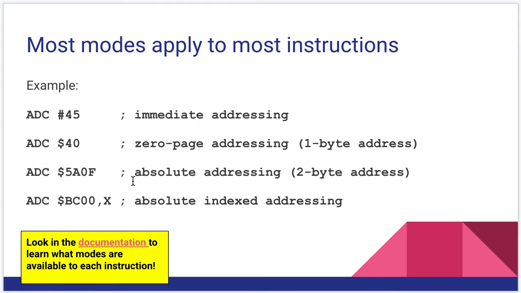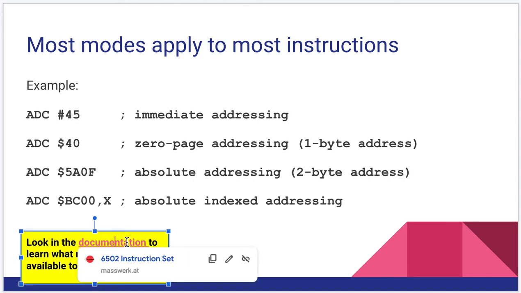Another thing to just mention here is most modes apply to most instructions. So add with carry implements all of these and more. So we can do immediate, we can do zero page, we can do absolute addressing, we can do absolute indexed addressing. And the link here is one you want to go to almost daily when you're working with 6502. It's a very good list of all the instructions available in 6502. And more importantly, it shows you all the addressing modes they have. In fact, let's go there.